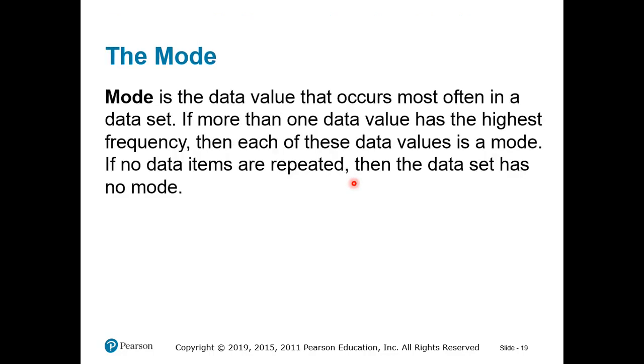Okay. Now the mode. Now the mode is extremely easy to understand. It's the value that occurs the most often in a data set. The mode has the highest frequency, okay, than the other values. Now, the mode is not unique, which means you could have one mode, you could have many modes, or you could have no modes. Okay, it's not like the median or the mean where you only have one.